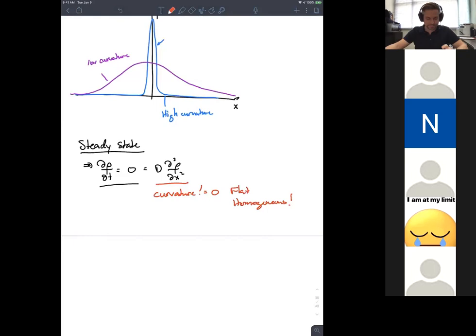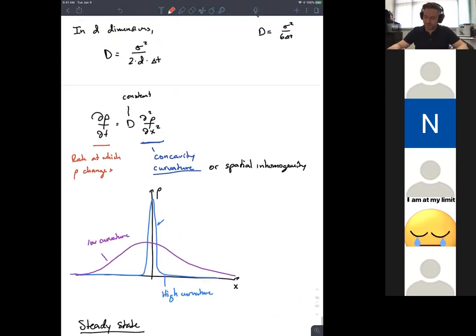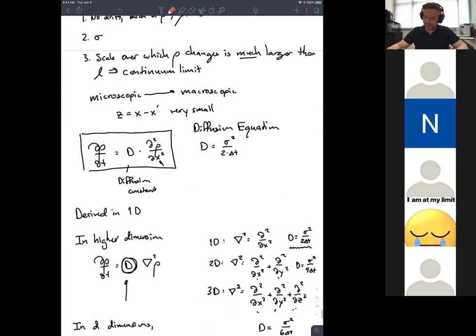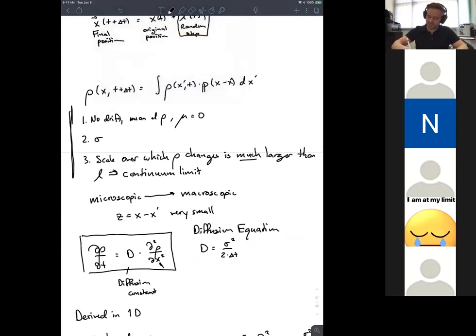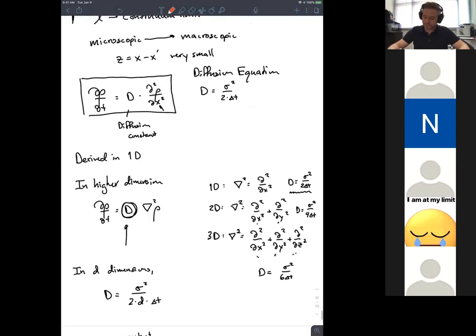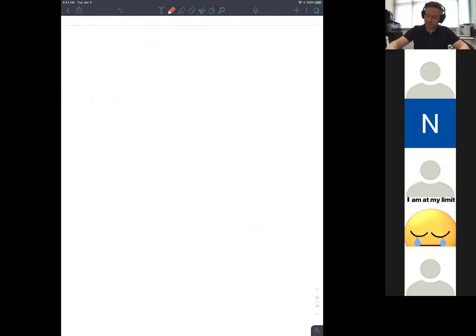All right, cool. So what we're going to do today, beyond that, is come back up here. These are the assumptions under which we derived this diffusion equation. And today we're going to relax one of those assumptions. Specifically, we're going to look at what happens when there is drift.